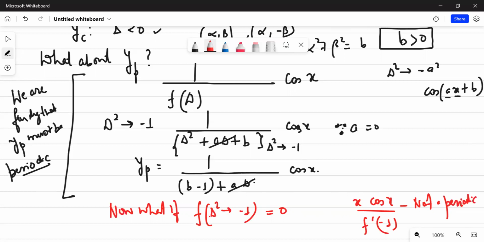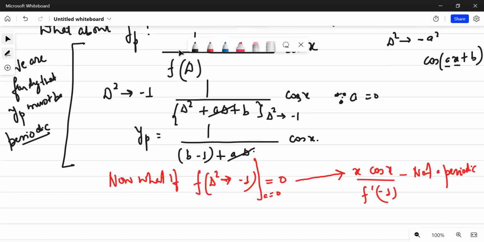Are you getting my point? If I replace f of D square by minus a, and my f of D square when replaced by minus a becomes 0 when a is equal to 0, then the particular integral is given by this expression, x cosine x upon f dash minus 1. And this will be a non-periodic function.